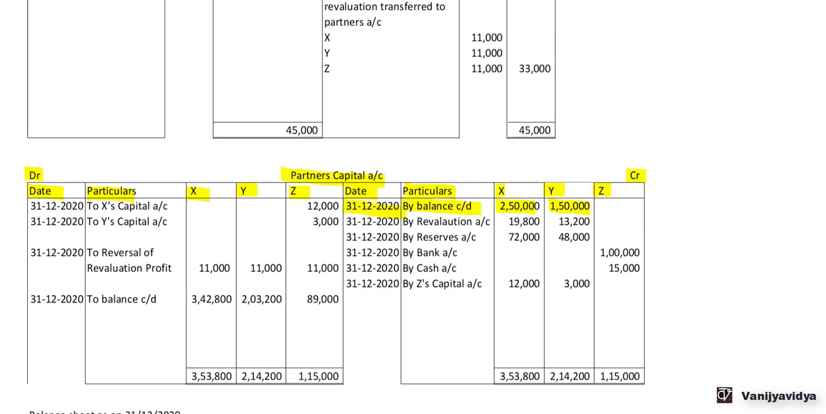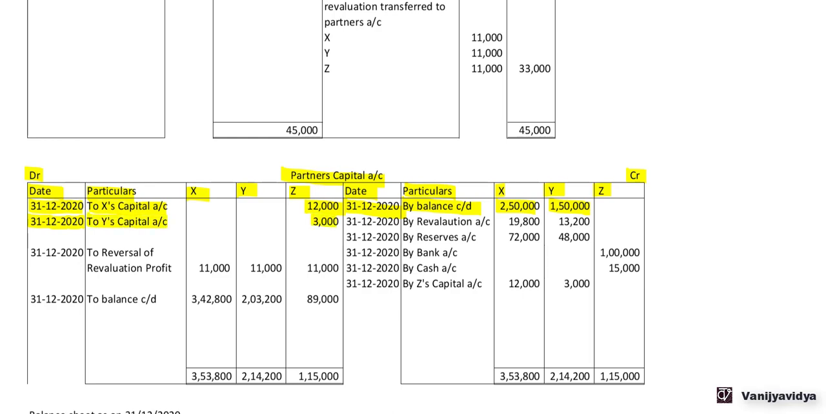What is the entry for the goodwill? Entry for the goodwill is Z's capital account debit to X capital account and Y capital account. So on the debit side of Z's capital account on 31st December 2020, to X capital account 12,000, and 31st December 2020, to Y's capital account 3,000.